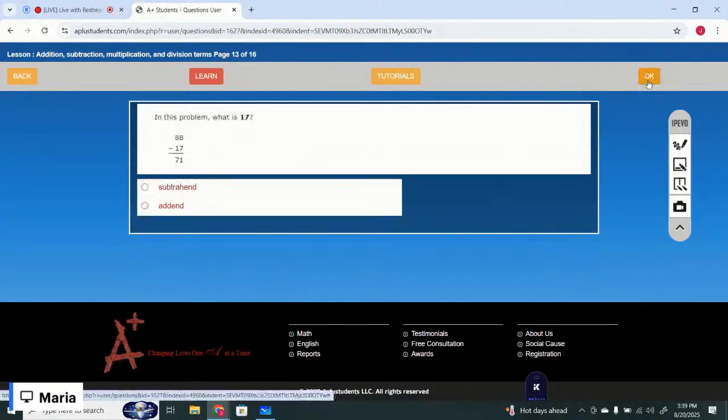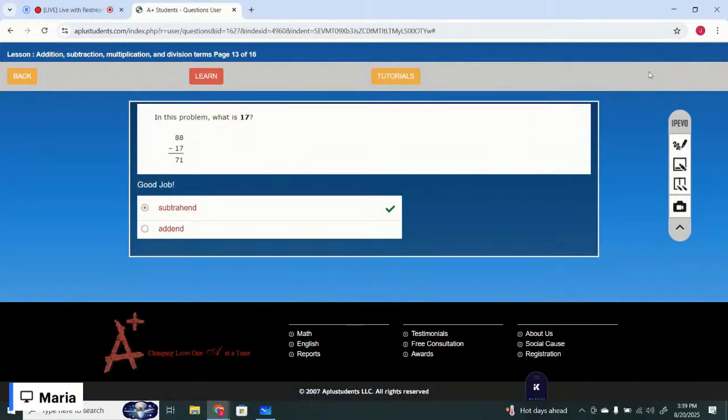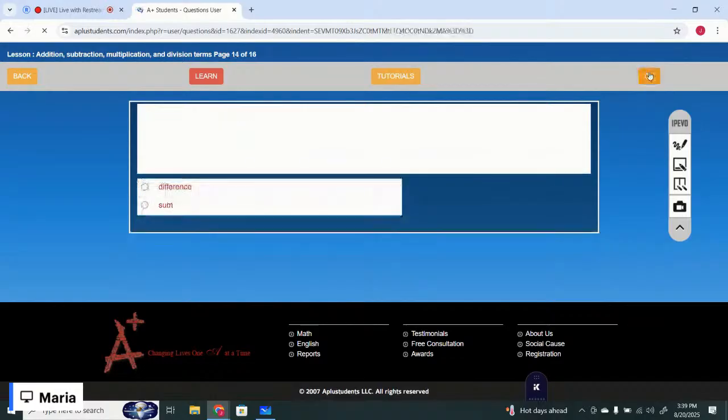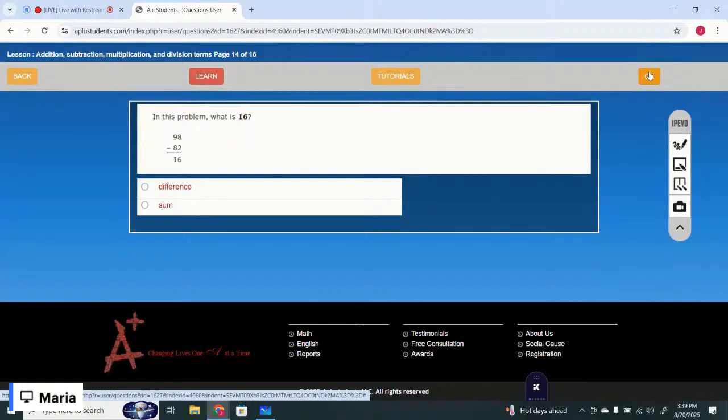In this problem, what is 17? Seventeen is the subtrahend. Option number 1 is the correct option. In this problem, what is 16? That is the difference. Option number 1 is the correct option. Okay, you can complete the lesson by yourself later today.